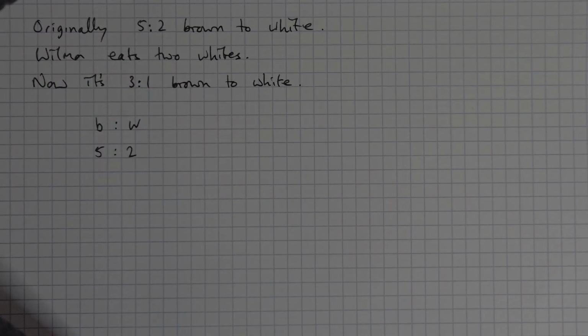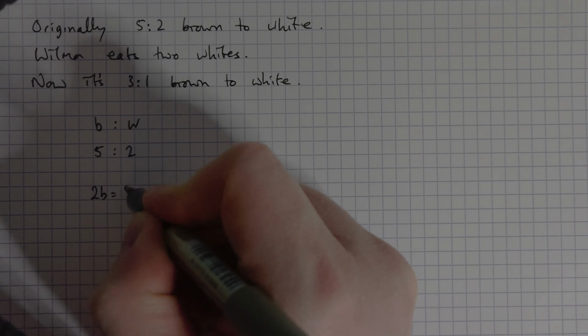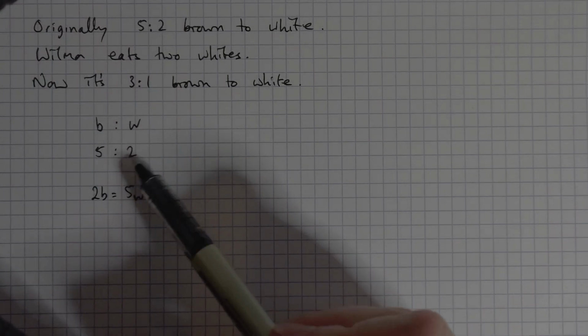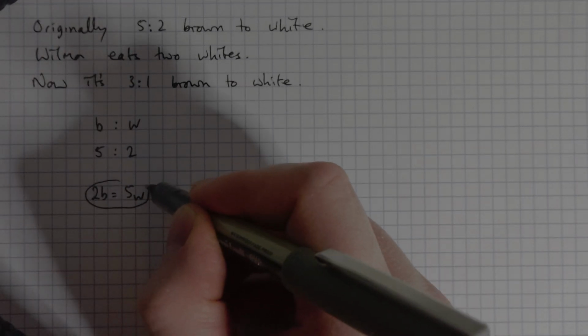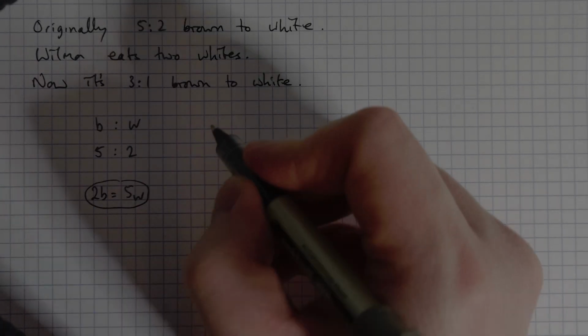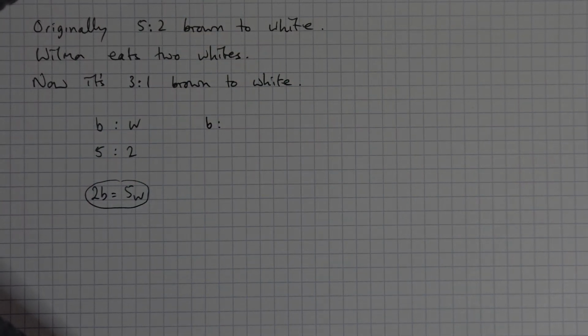Let's turn that into an equation, though. I could say that 2B is the same as 5W, basically making them both 10 parts. I get 10 parts if I times this by 5, and I get 10 parts if I times this by 2. So there's an equation right there. Now I know that Wilma comes along and eats 2 of the whites, so there's still all of the original browns. There's still B browns in the bag. Still don't know what that is, but it hasn't changed.